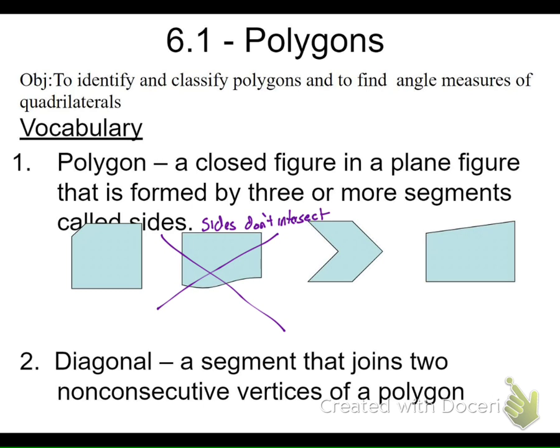And then the last one is diagonal. It's a segment that joins 2 non-consecutive vertices in a polygon. So kind of what we started drawing is the first group of lines of symmetry. And our last one were the diagonals. I'm just drawing it here so you can see it. It's connecting those non-consecutive vertices. So this one has 2 diagonals.